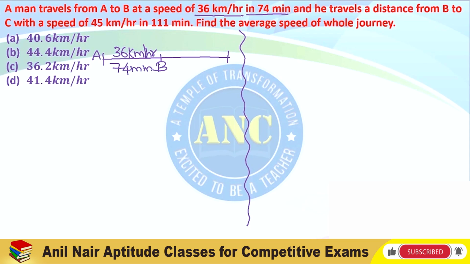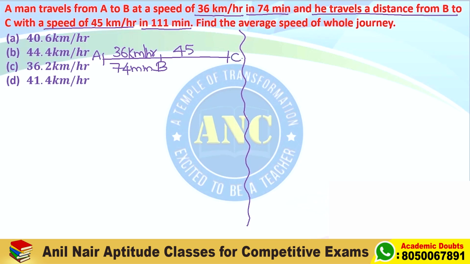Time taken is given as 74 minutes, and he travels a distance from B to C with a speed of 45 kilometers per hour in 111 minutes. From B to C, this is C, and he is traveling at a speed of 45 kilometers per hour. Time taken is 111 minutes. Calculate the average speed of the whole journey is the question. Calculate the average speed of the whole journey.